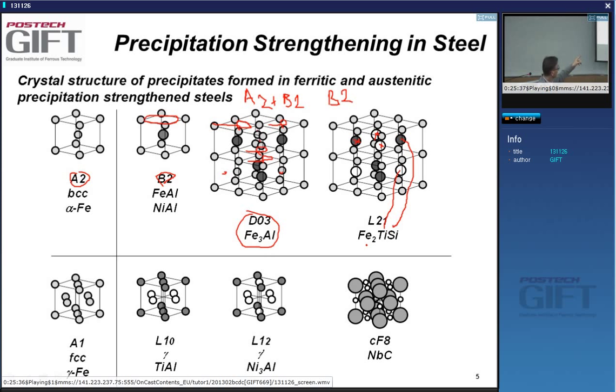And that's really the reason why you can precipitate them in the lattice, because there's going to be some lattice strain, but the lattice strain is not that large. So you can precipitate them in the lattice rather than in the grain boundaries. When the mismatch is very high, you will get precipitation in grain boundaries, and that's not what you want, basically.